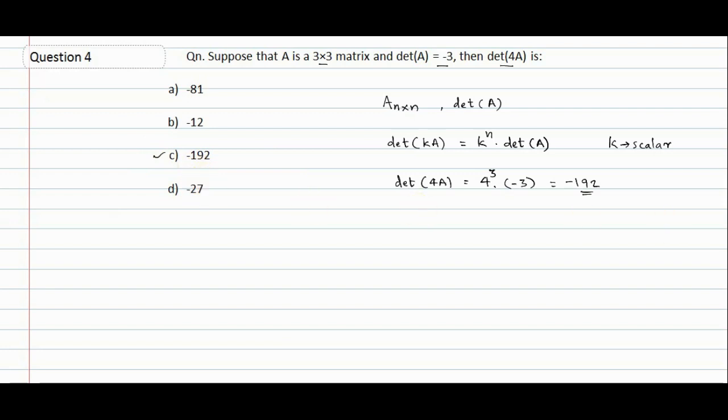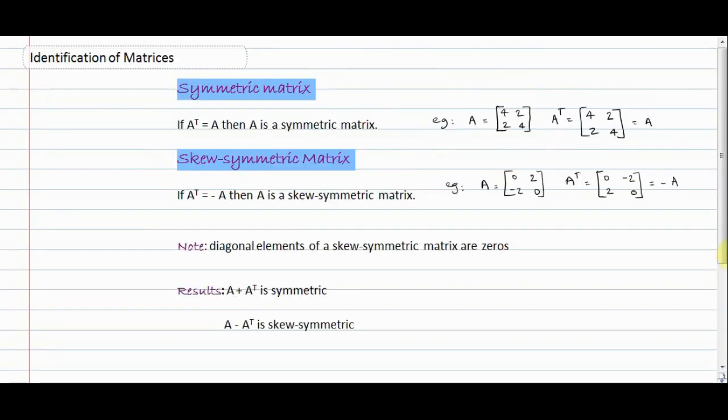Now let's move on to identification of matrices. Here we have two types of matrices, symmetric matrix and skew symmetric matrix. A matrix is said to be a symmetric matrix if A transpose is equal to A. Here we have an example.